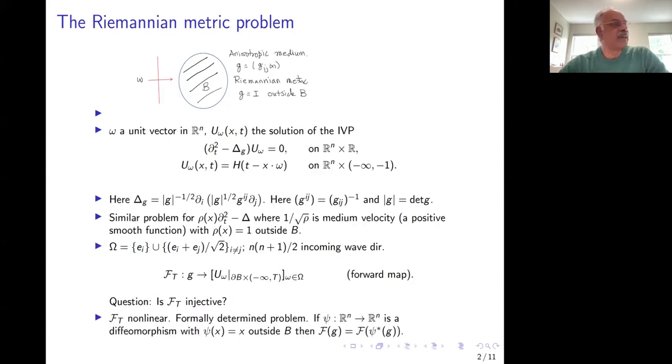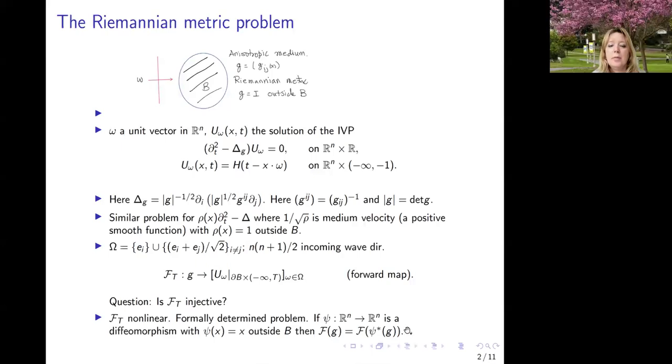Katya, can you see the last line, which is ft nonlinear and all that stuff? Yes. Okay. All right.